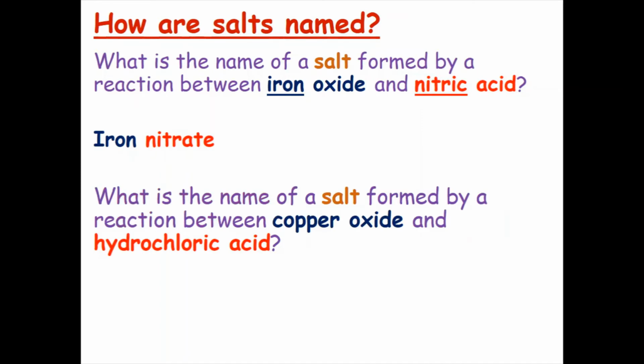What is the name of a salt formed by a reaction between copper oxide and hydrochloric acid? Have a little think, grab a piece of paper and write down what you think would be the name of this salt. The metal in the base here is copper, so the first part of this name is copper. Then the second name again comes from the acid. Hydrochloric acid forms chlorides, so the name of this salt is copper chloride.